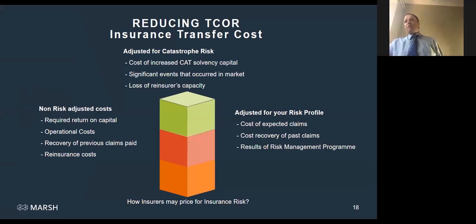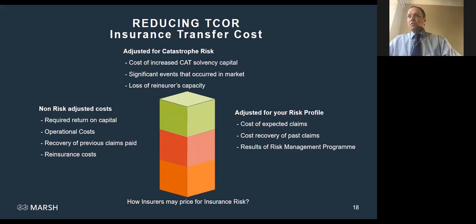Okay, now that we've given total cost of risk affecting your business some thought, let's look at ways to reduce this. We start with the first part of the iceberg, insurance transfer cost, and how insurers may be pricing for this risk. Firstly, there's the non-risk adjusted costs. These are the costs an insurer requires to run its own business and is driven by claims in the industry or the reinsurer capacity. This is the portion you normally hear your broker refer to when he opens up on the state of the insurance market.